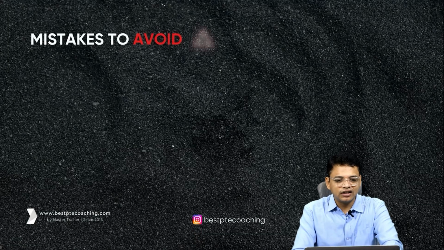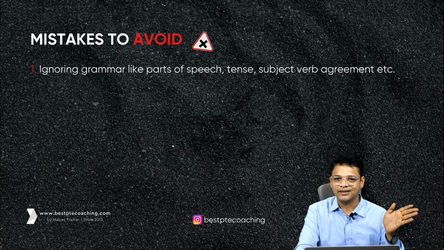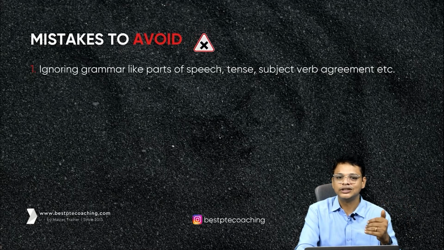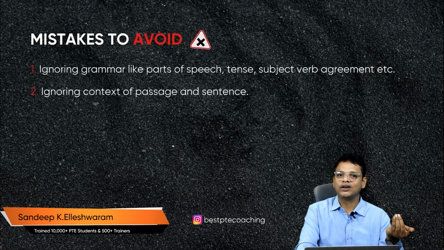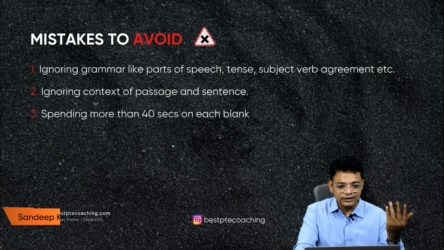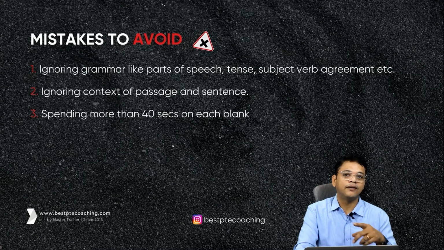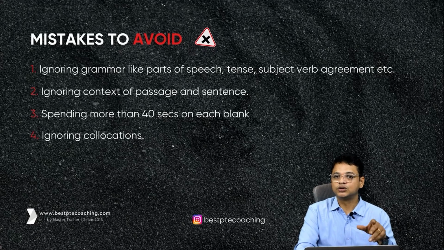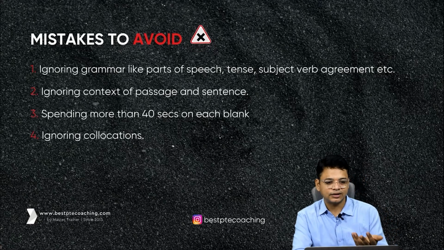Mistakes to avoid in reading fill in the blanks. Number one, guys, I already covered everything. Ignoring grammar pieces like parts of speech, tenses, subject, verb, agreement. You should not ignore these things. You should pay attention to these things. Number two, ignoring context of the passage. Only focusing on grammar cannot help you. You should also know the context, positive context, negative context, neutral context. Third thing, what is it? Spending more than 40 seconds on one blank, which I already emphasized, overemphasized, I think. And fourth one, ignoring the collocation. You should also make use of the collocations as you are answering the blanks. You cannot ignore collocations part, right?